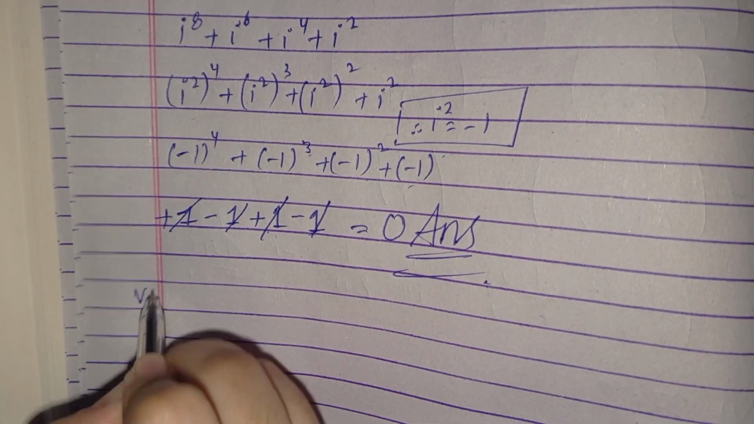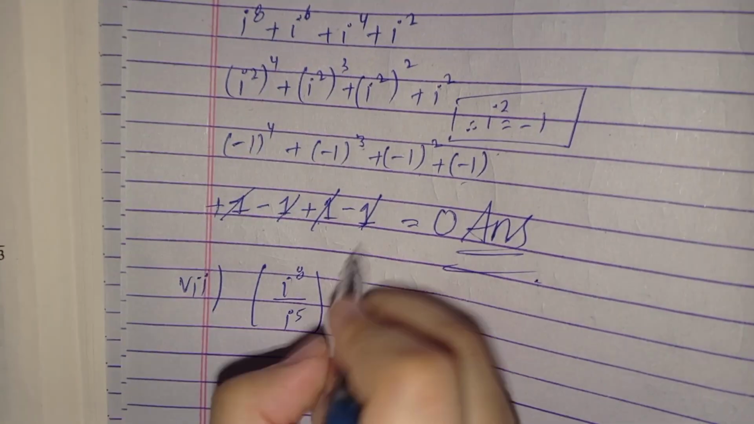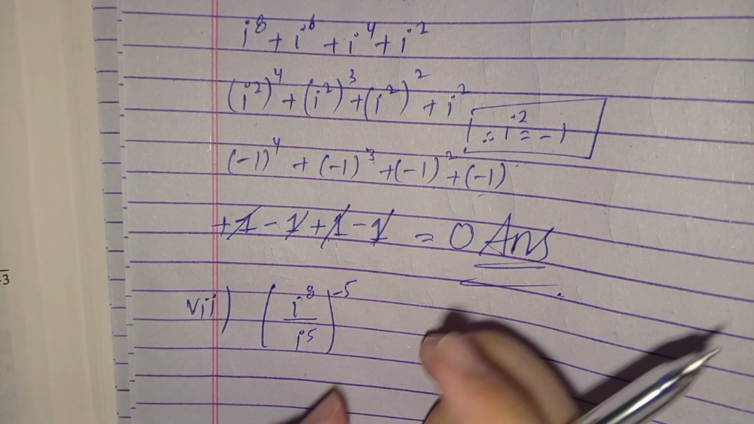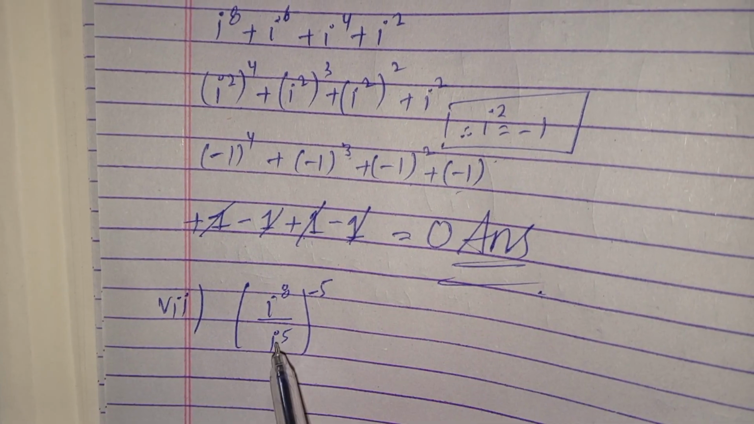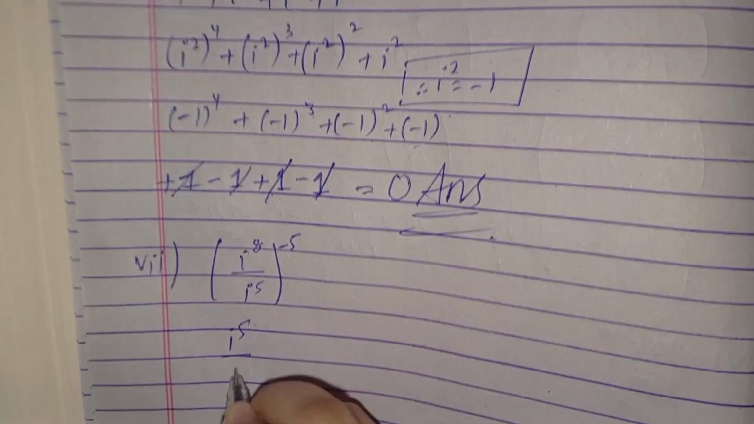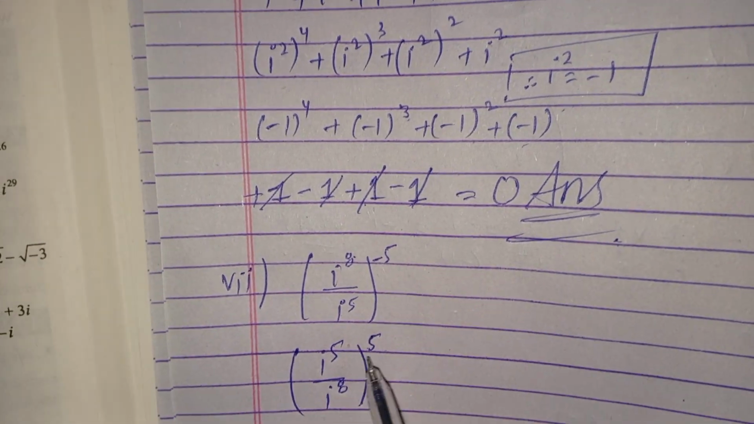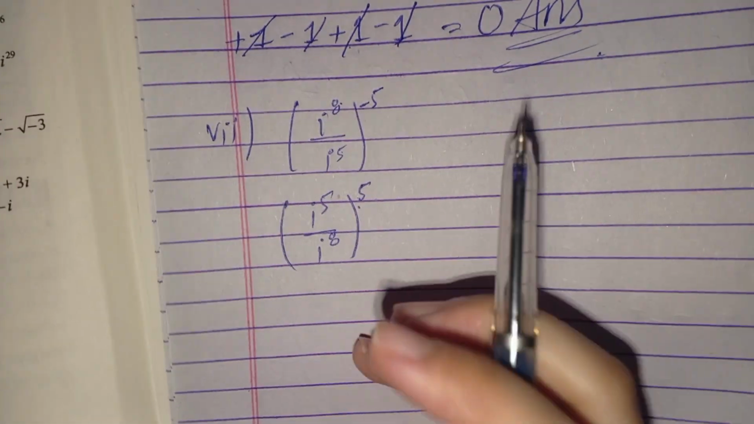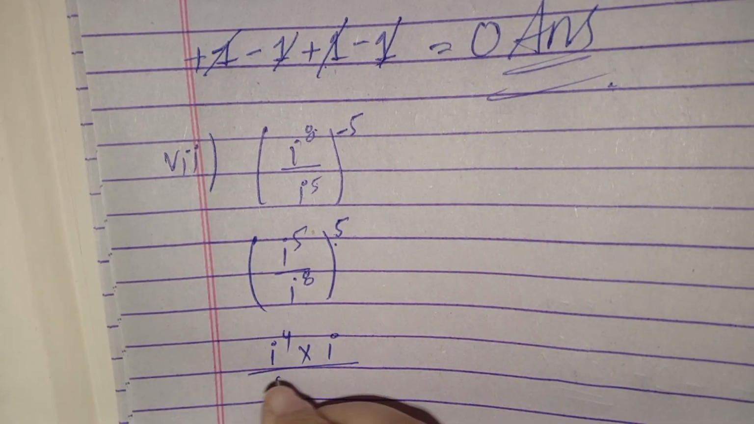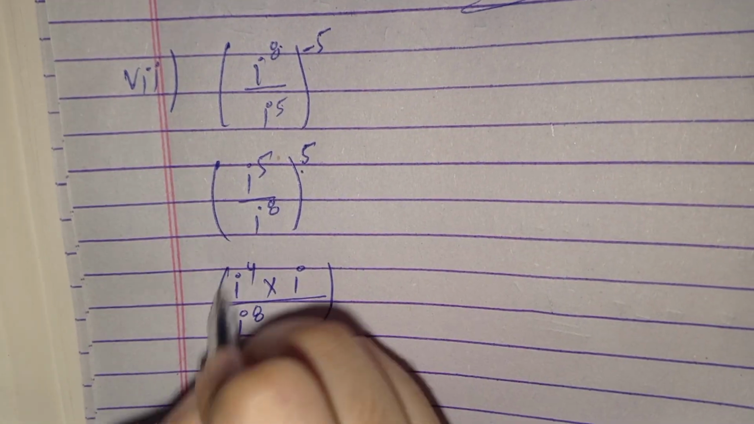Part 7. We have part 7, (i⁸ over i⁵) raised to power −5. Okay, when we have a negative in the power, we can simply take the reciprocal and we will get a positive power. So I'm going to take the reciprocal of i⁸ over i⁵, which will be (i⁵ over i⁸) raised to positive 5. Okay, we have a positive power here. Now we have to simplify it into the multiples of 2, like i⁴ cross i over i⁸. 8 already comes in the table of 2. We don't need to work on this.